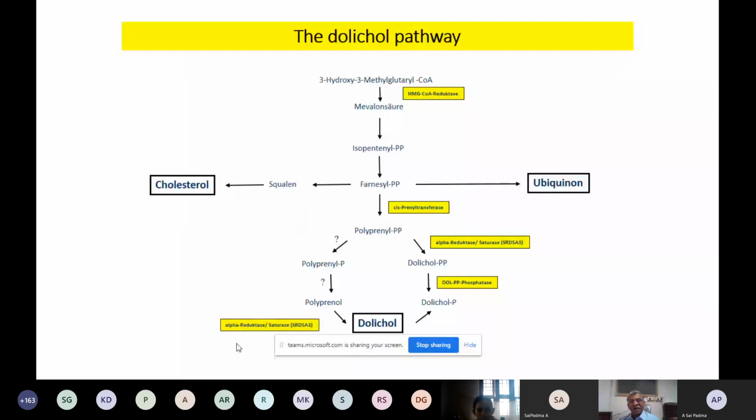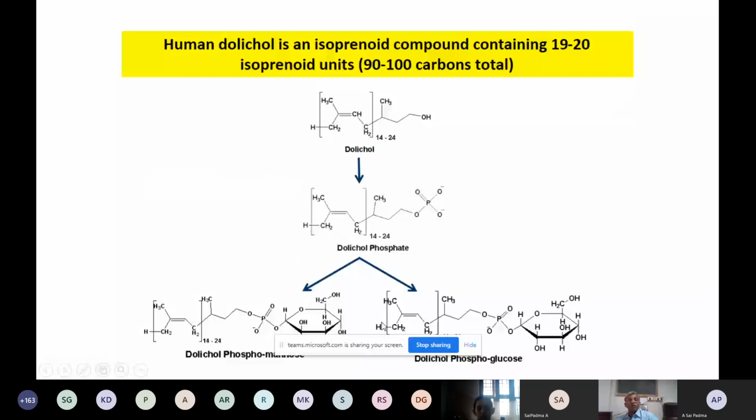This dolichol is a membrane-bound molecule that is synthesized starting from HMG-CoA, which is also a precursor for the biosynthesis of cholesterol on one hand and ubiquinone on the other hand. Most biochemistry students would know that cholesterol is synthesized from HMG-CoA through the reductase enzyme and farnesyl phosphate. The same pathway also leads to the biosynthesis of dolichol phosphate, and this dolichol phosphate can combine with free glucose or with free mannose to form dolichol phosphomannose or dolichol phosphoglucose, which are very important.